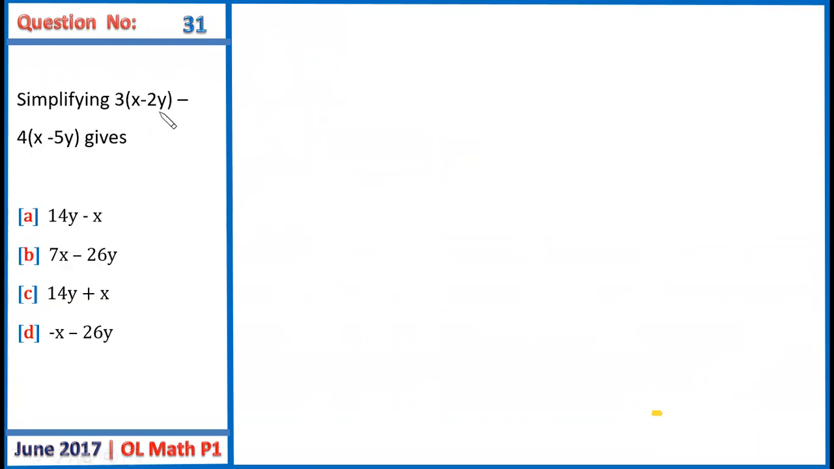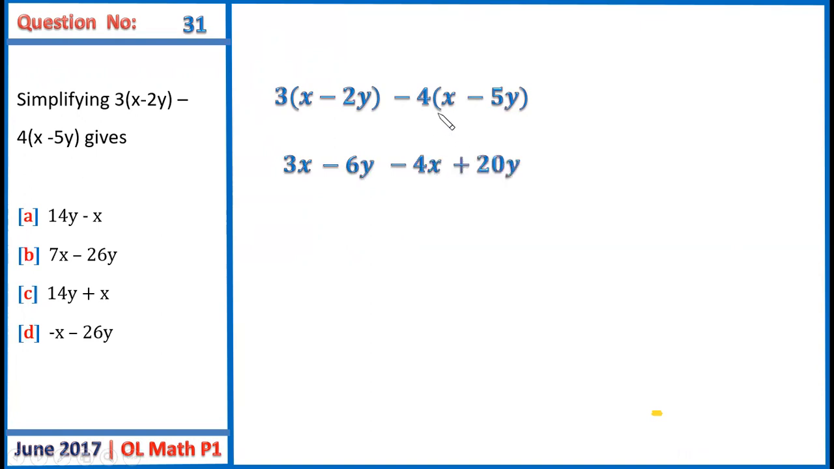And simplifying this one, they just want us to expand and simplify. So 3 times x is 3x. 3 times minus 2y is minus 6y. Minus 4 times x is minus 4x, and minus 4 times minus 5y is plus 20y. So bring like terms together. 3x minus 4x is minus x, and minus 6y plus 20y is plus 14y.